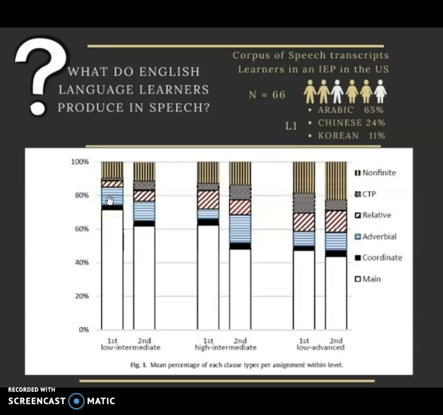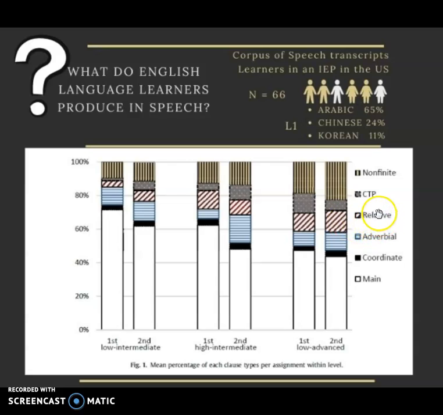Now, adverbial clauses are added early here in the low intermediate level, which makes sense because they're structurally very similar to the main clause and they're explicitly taught in the curriculum, and they are used throughout. Now, relative clauses are at first not frequently produced, but then they are produced with higher frequency, but the percentage of relative clauses still stays relatively low.